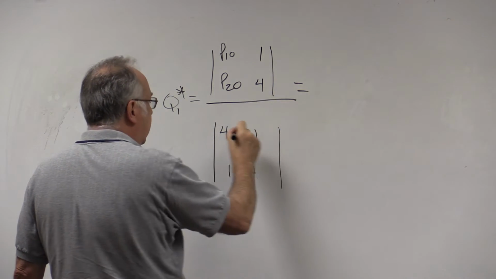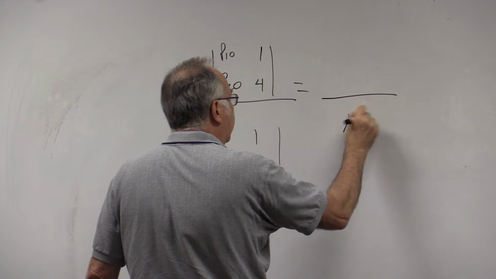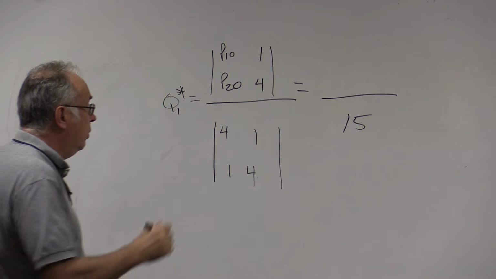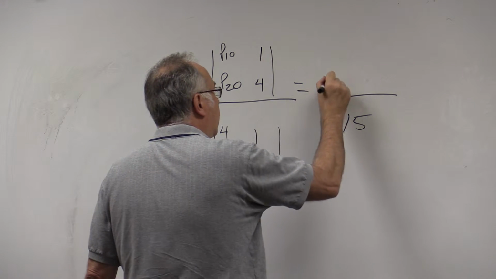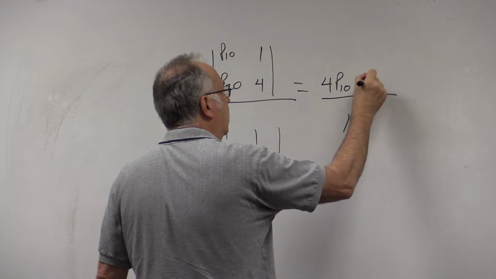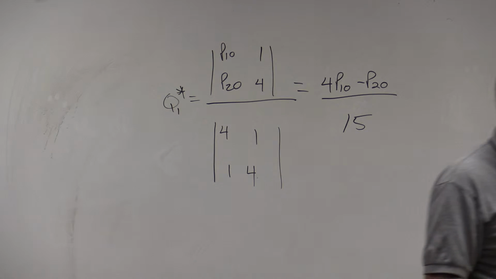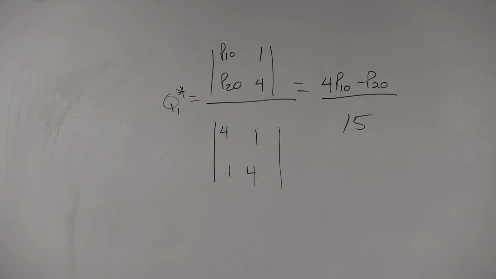So what do we get here? 16 minus 1 is 15, the denominator. In the numerator, it's 4 P10 minus P20. Okay. So if I give you values for P10 and P20, you just plug in and you get the value of Q1 star. Okay, but this is more general.